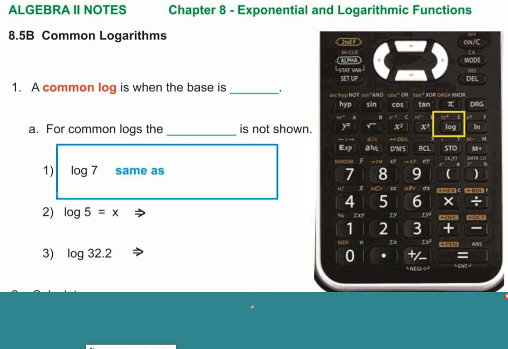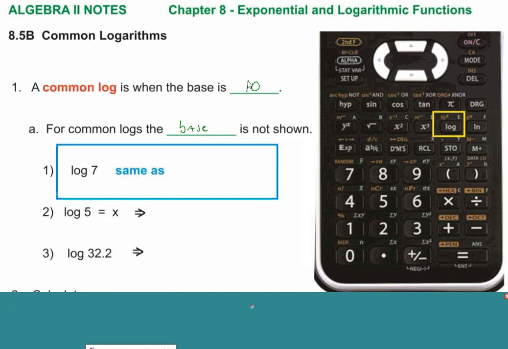What's a common log? A common log is when the base is 10. The other thing about a common log is the base is not shown. So here's what's going to happen on the quiz on Wednesday. I'm going to ask you to convert something from exponent form to log form, and it's going to have a 10 base, and you're going to write the 10 in.